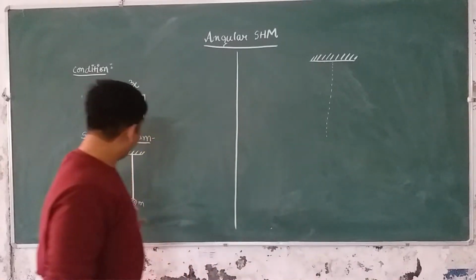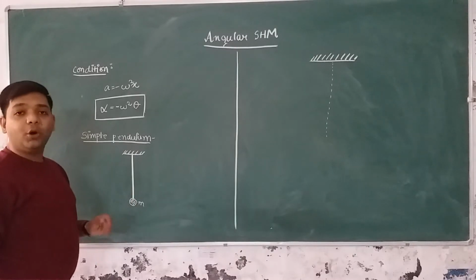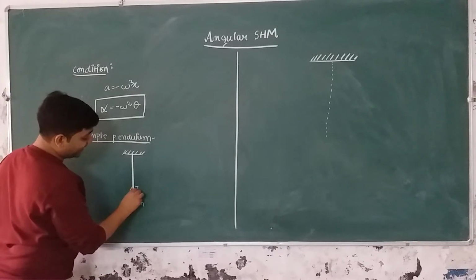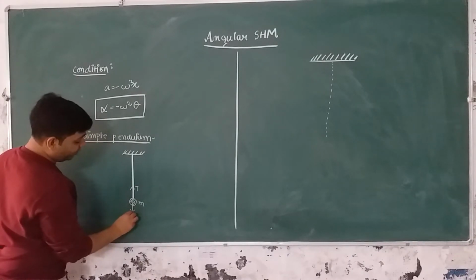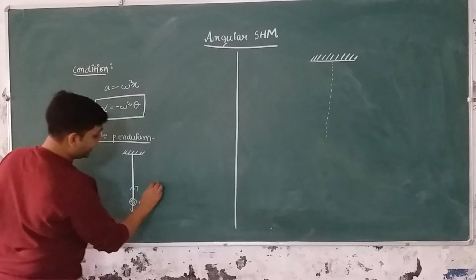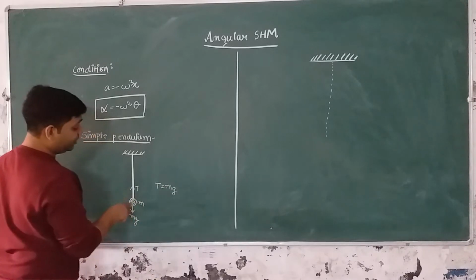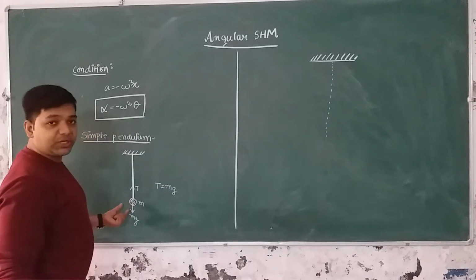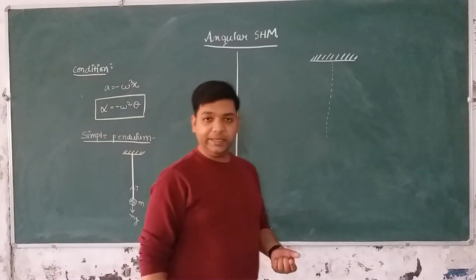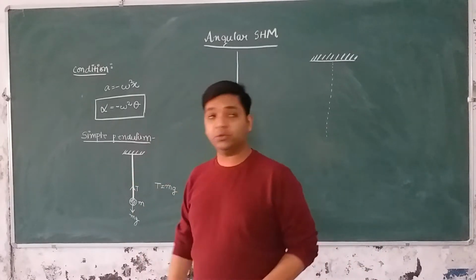One more thing: at this position of the simple pendulum, all the forces on it will be balanced. There will be tension in the string acting upwards, and the weight mg of the bob acting downwards, so the tension is equal to mg. Because the net force acting on the bob here is 0, this position is called the mean position or equilibrium position. Clear?